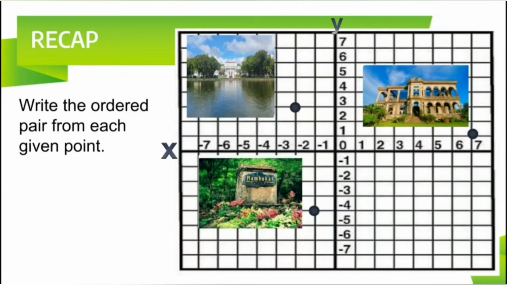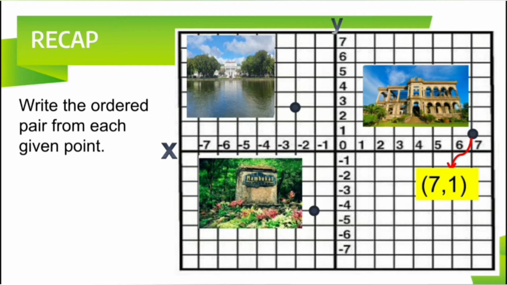Okay, let's have our recap on the previous lesson that we had. We have here a rectangular coordinate plane with beautiful places to visit here in Negros Occidental. I want each one of you to find the coordinates of the first picture, the ruins in Talisay. That's right, 7 and 1. Our first ordered pair is 7 and 1.